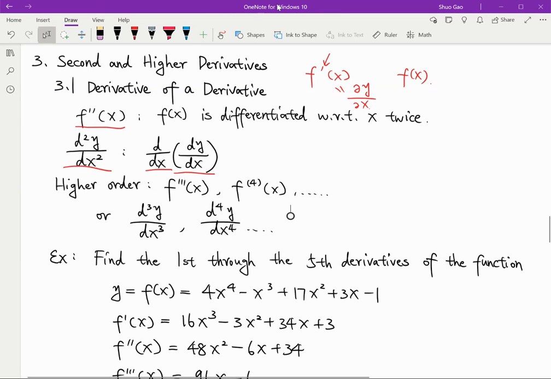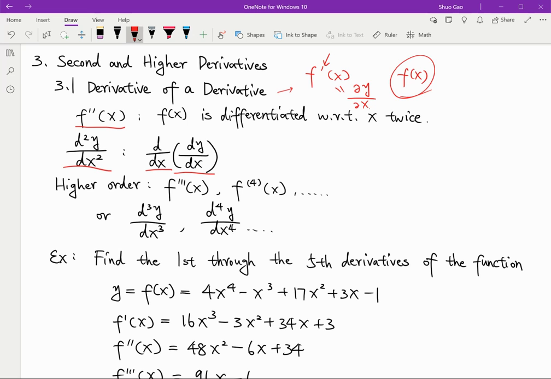So now let's take a look at the second and higher derivatives. So far we've learned what is a first derivative, right? So we use f prime x to denote that. And f prime x is just dy over dx. So that means that we take the derivative of the function f for only once. So that's why we use one prime to denote that, right? f prime x. So second derivative means that we take the derivative of the first derivative.